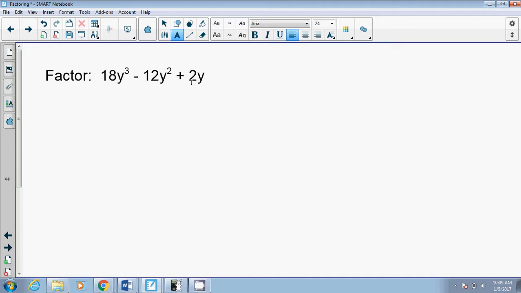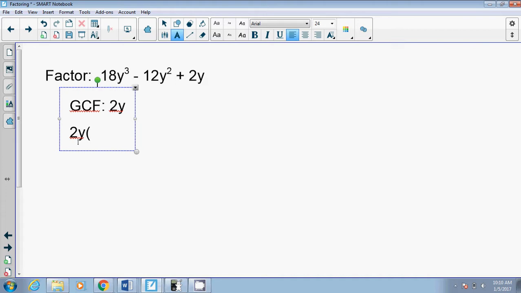If you can't see that 2 is the greatest common factor also with the y, then write out the prime factorization and go through that process. So my greatest common factor here is 2y. So what I need to do is factor out that 2y from this polynomial. So I factor out the 2y, which means I divide the 2y into each of these.